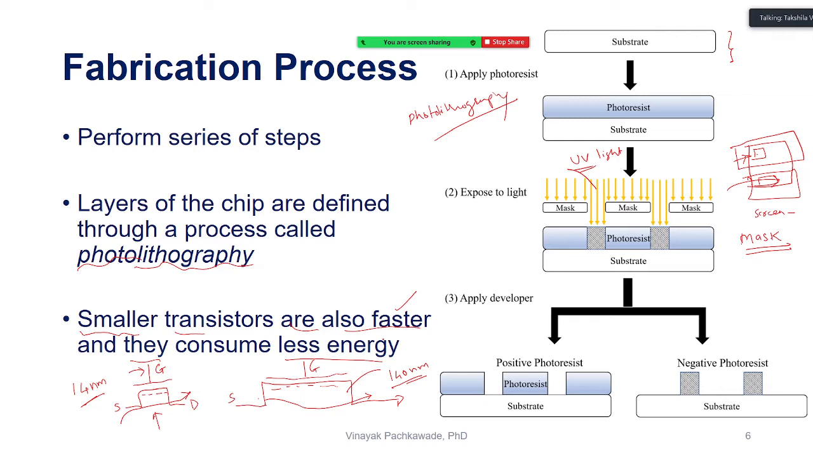All the computers and logic chips are faster. Why? What does that mean? They are operating at clock frequencies of gigahertz because of this technology scaling. We have seen that, and they consume less energy. What does that mean?